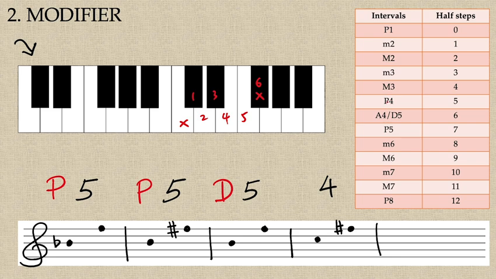So it's not going to be a perfect fourth, it's going to be an augmented fourth, because an augmented fourth consists of 6 half steps. So this is an augmented fourth. So this is how you figure out the modifier for an interval. Now let's do more practice.